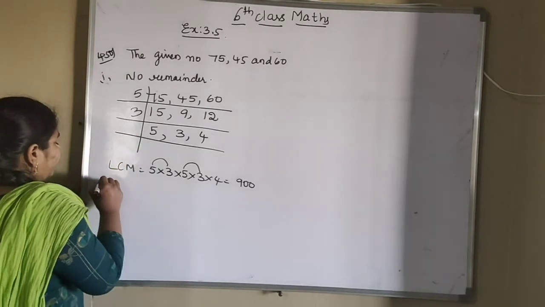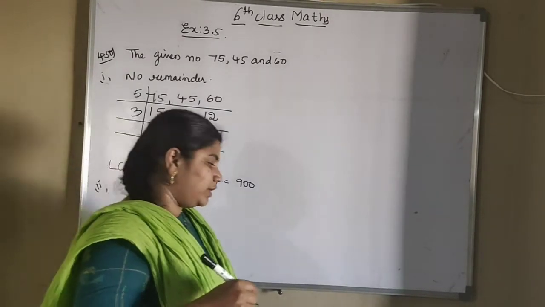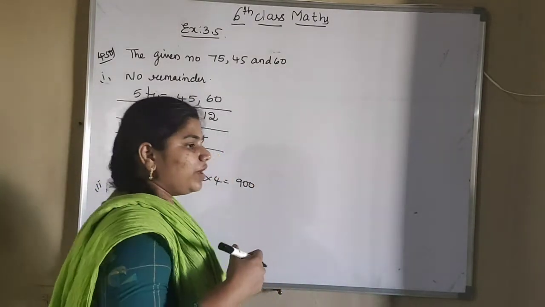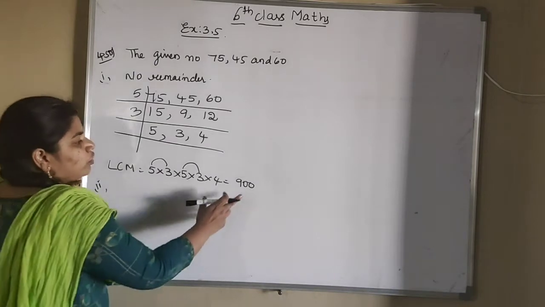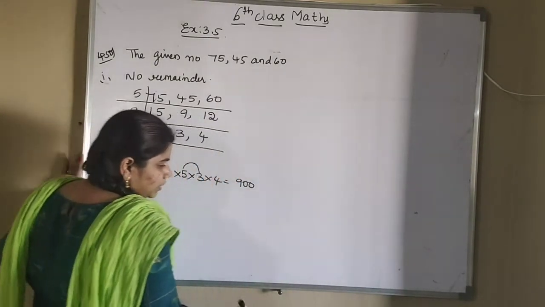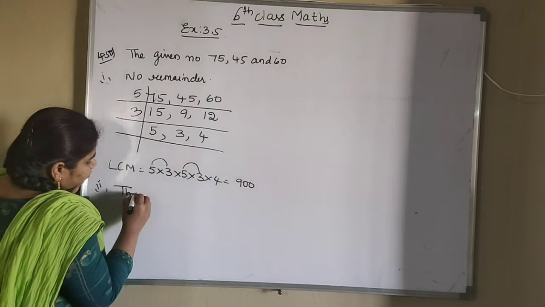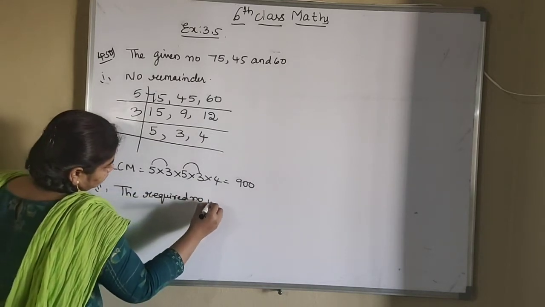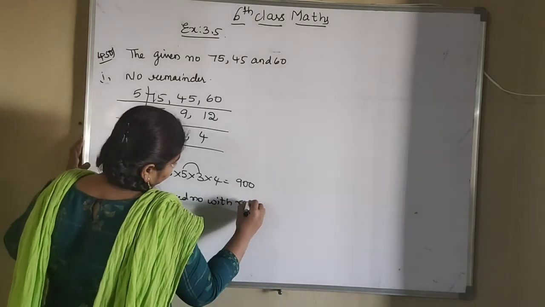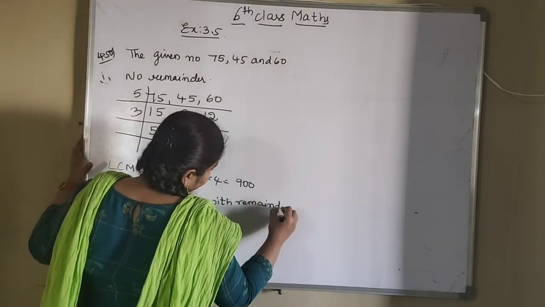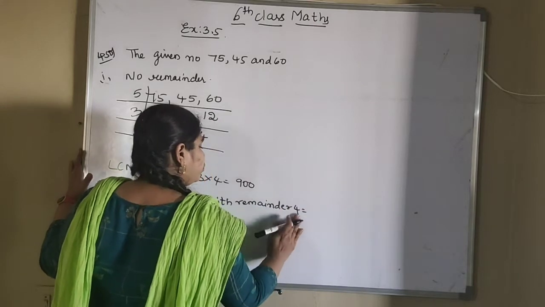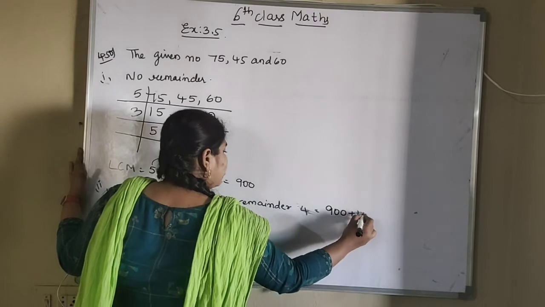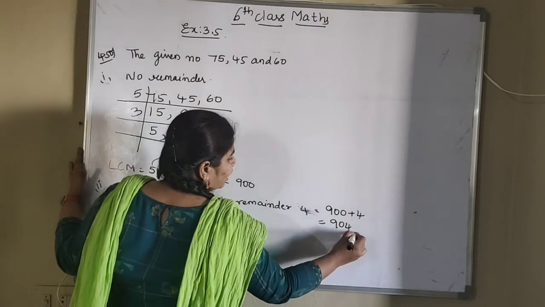Next is second bit. It will leave the remainder as 4, it seems. If you want the remainder as 4, so what we have to do? We have to add 4 to the given number. So what is the required number with remainder 4? We have to add 4 to this number, that is 900 plus 4, that will be equals to 904.